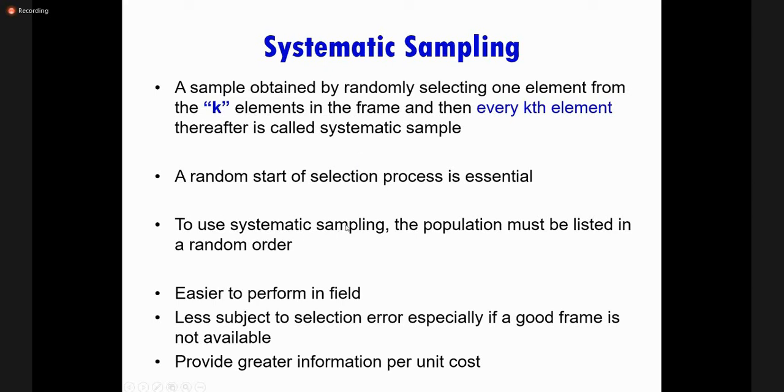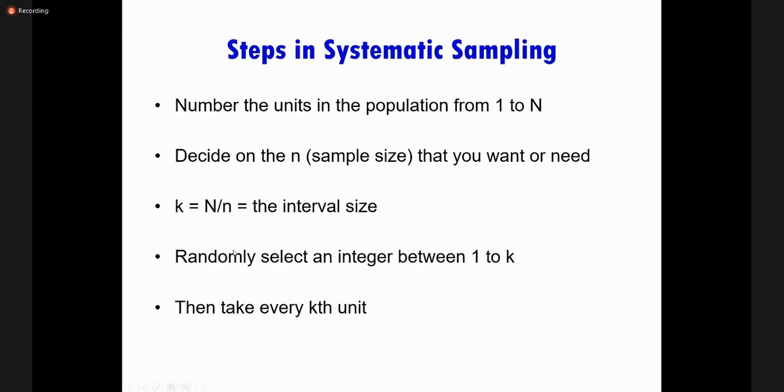For the use of systematic sampling, the population must be listed in a random order, and a random table or sampling frame is a must. If you don't have a sampling frame, you cannot apply systematic sampling. It is easier to perform in the field, less subject to selection error, especially if a good frame is not available, and provides greater information per unit cost. This is the formula of the kth number, capital N upon small n. This is the interval size of the system you will follow. Likewise, we were following the fifth number in the example.